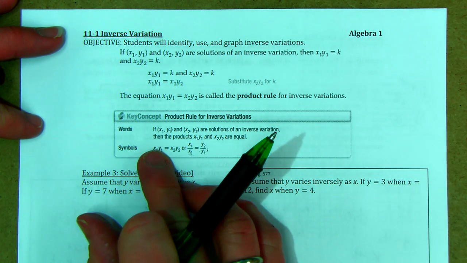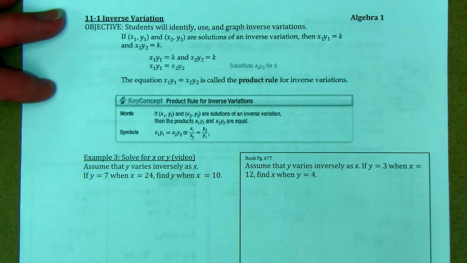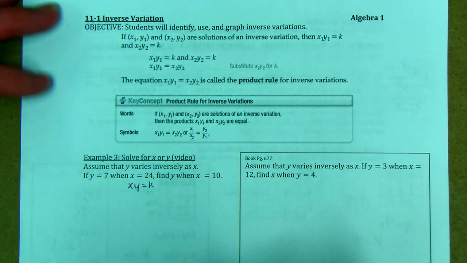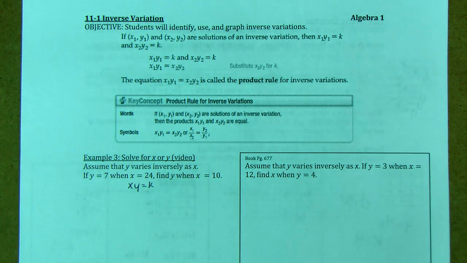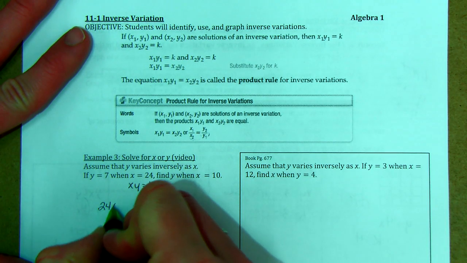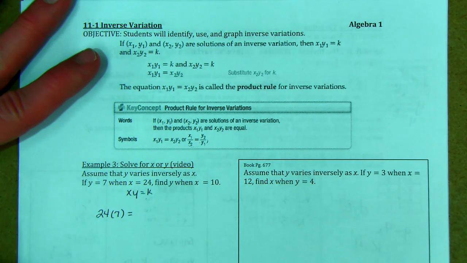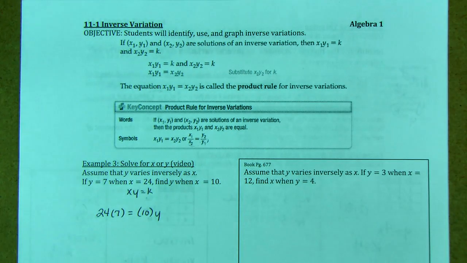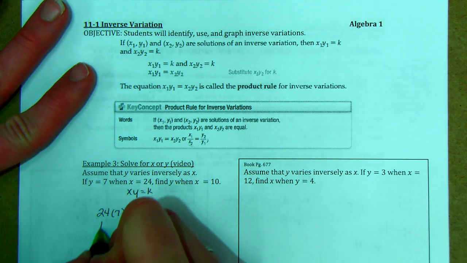Well, if x times y equals a constant, then x times y of one set of ordered pairs is going to equal x times y of the other set of ordered pairs. So if y is 7 when x is 24, that'd be 24 times 7. That's going to give me the same constant as any other pair. So when x is 10, what's y? So right here, I'm just going to multiply 24 times 7, which gives me 168, and then all I have to do is divide by 10. And I shouldn't need a calculator. It's 16.8.